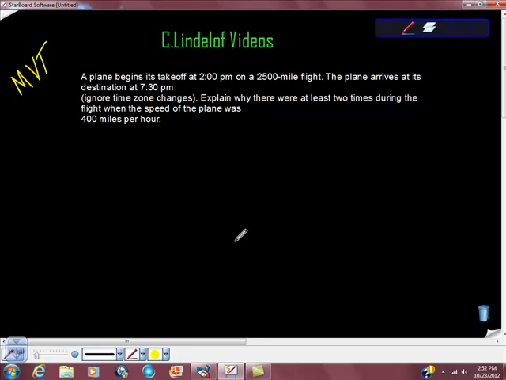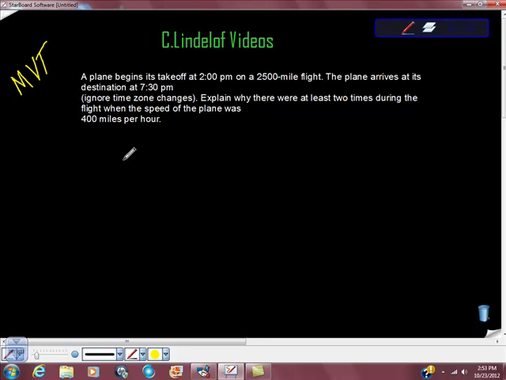So here we have a plane. It begins its takeoff at 2 p.m. on a 2,500-mile flight. The plane arrives at its destination at 7:30. Explain why there are at least 2 times during the flight when the speed of the plane was 400 miles per hour. So this is what we're going to do.